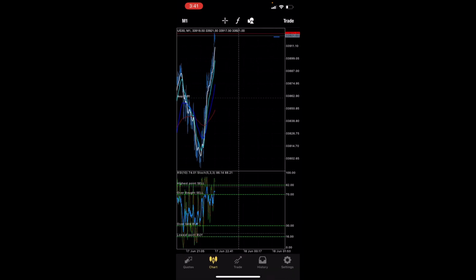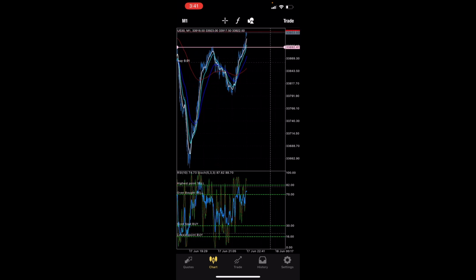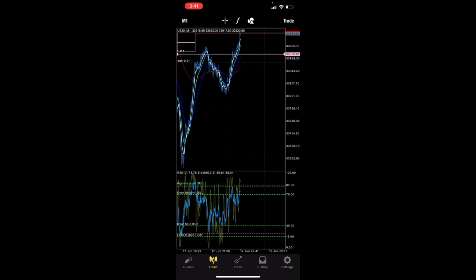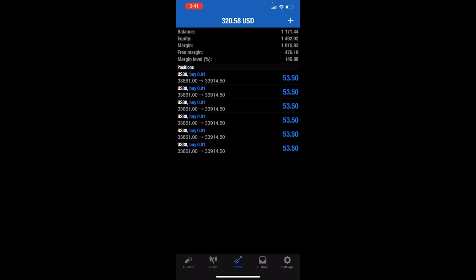And always, when you trade US30 and you're up in profits, put your stop loss in profit. For sure, put your stop loss in profit. Always put it at the last zone, the last resistance or support. Always do that.